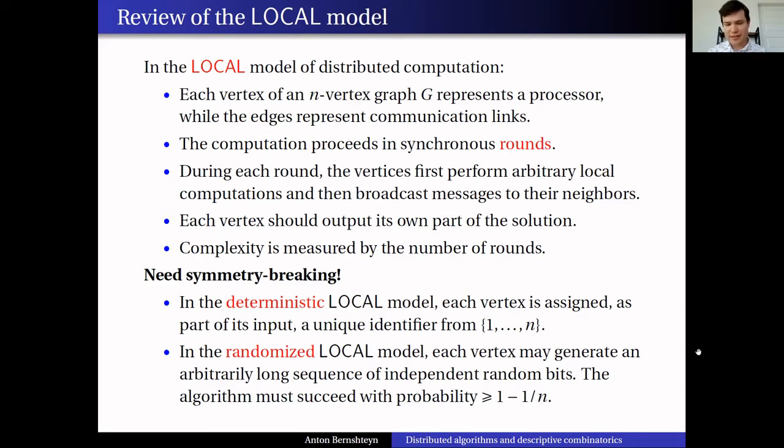There is also the randomized version of the local model, where instead of the identifiers, each vertex is given a random number generator, so it can produce an arbitrarily long sequence of independent, uniformly distributed random bits. And since this is a randomized model, we don't require the algorithm to succeed always. It just has to succeed with probability very close to 1, say greater than 1 minus 1 over n, where n is the number of vertices in the graph.